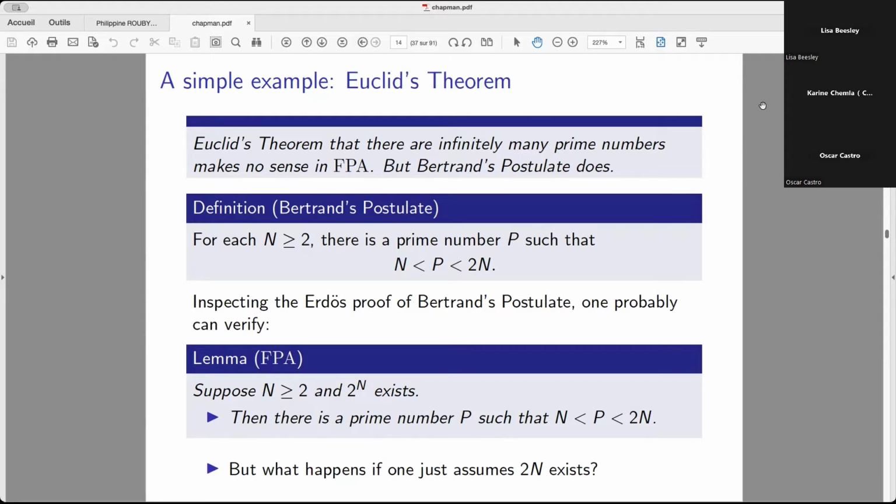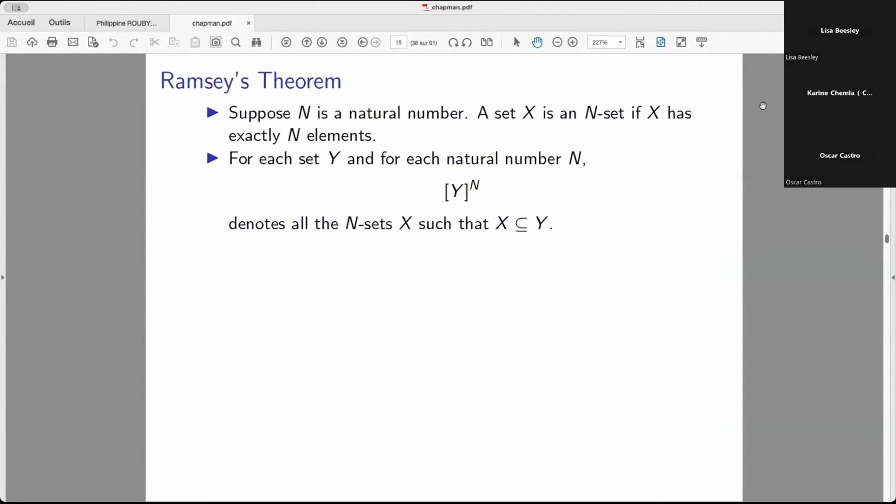But if 2n is the largest number, there's no room to implement Erdős's proof. So it's not at all clear that FPA proves Bertrand's postulate: that if you have a number such that 2n exists, then there is a prime number between n and 2n. It might have to be a completely different proof. All right.